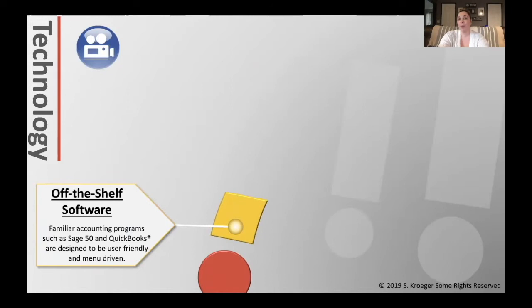This is like QuickBooks, Sage 50, or other very user friendly software systems that we can go online and buy or go to the store and buy. That's why it's called off the shelf software. It can be somewhat customizable, but not as robust as some other systems. And I do have a short video explaining some information about QuickBooks.